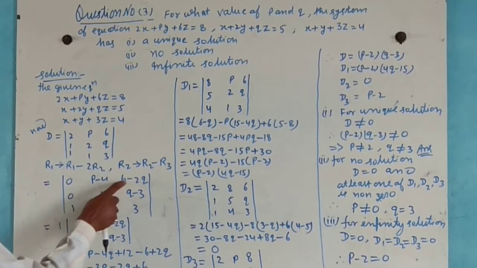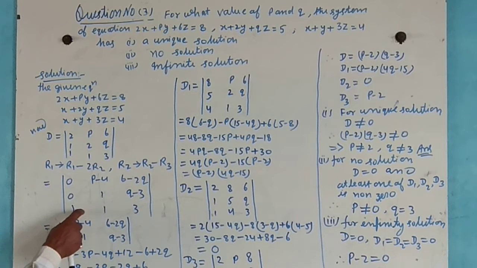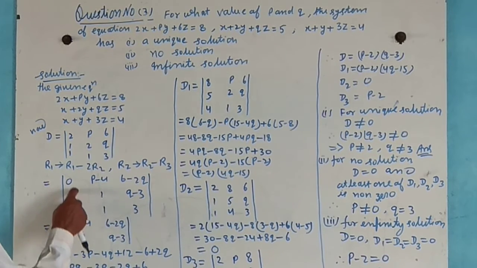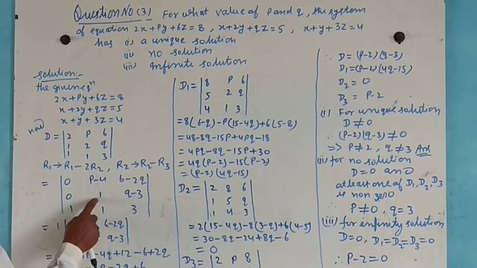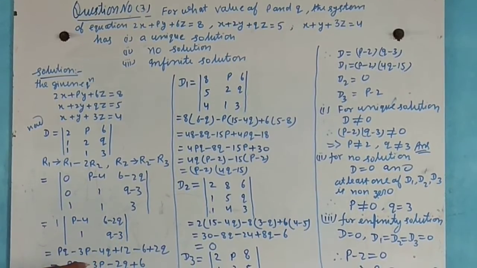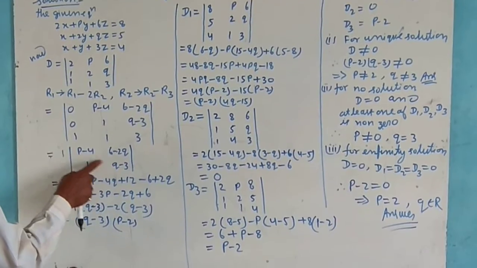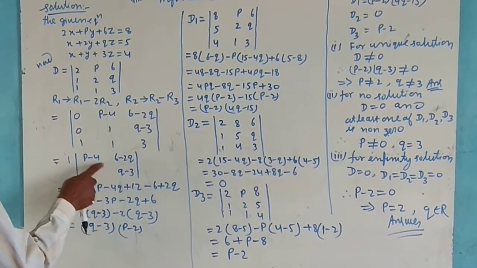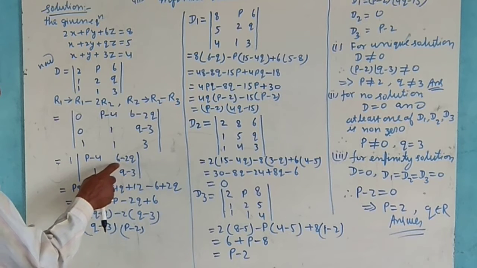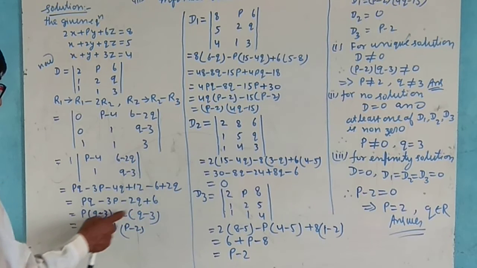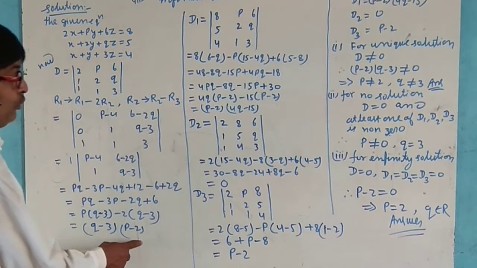Now with the sign pattern plus minus plus and the help of this expansion, deleting this row and column, we get p minus 4, 6 minus 2q and 1 and q minus 3. Cross multiplying, pq minus 3p minus 4q plus 4 times 3 is 12 minus 6 plus 2q. After solving we get d equals (q minus 3) times (p minus 2).